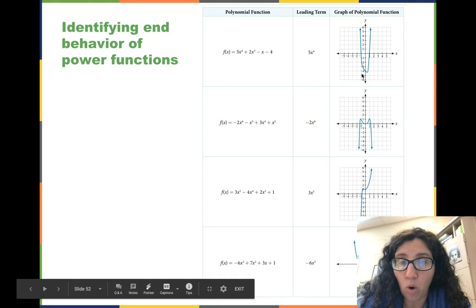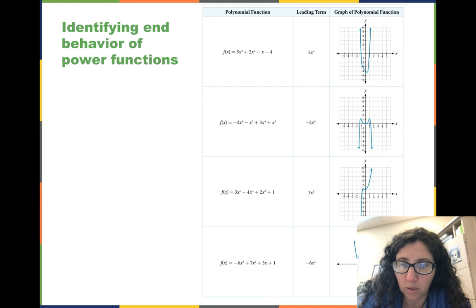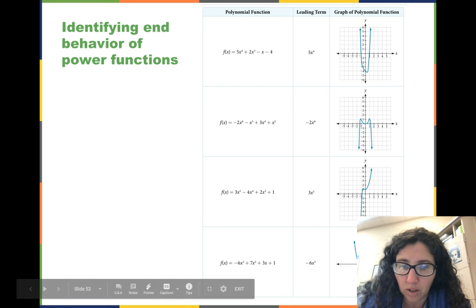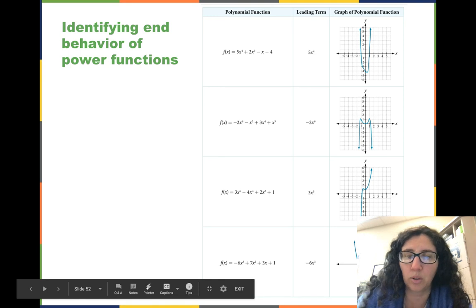So you can see some wonky stuff might happen in the middle, right? But, okay, this is not a correct graph. Ignore this graph here. That is not the graph of minus this function. Okay, so ignore that. But let's look at these three.